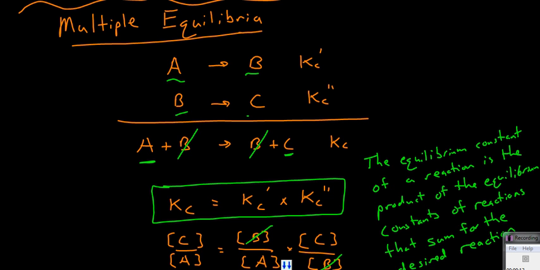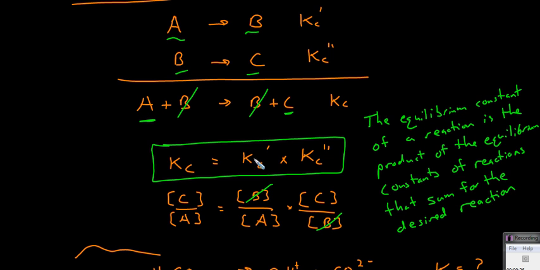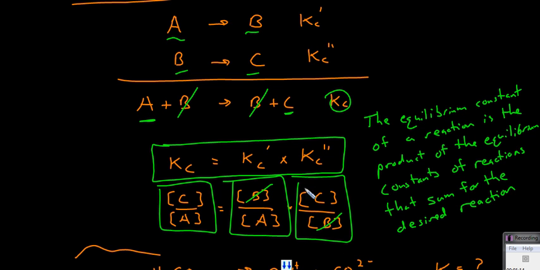This is because, you might say, hey, what's the equilibrium constant for this overall reaction? Well, it's the concentration of our product C over the concentration of our reactant A. Now, this is equal to the equilibrium constant for our first reaction, B over A, times the equilibrium constant for the second reaction, C over B. And you can see that the equilibrium constant for our desired reaction is equal to the product of the equilibrium constants for the two reactions which sum to give the overall reaction.